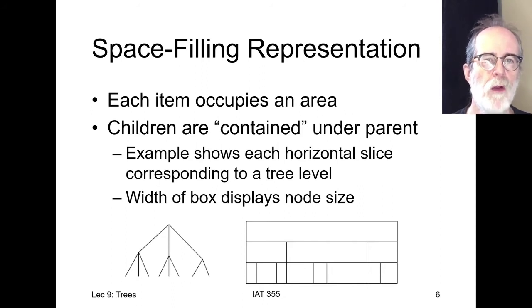In this case, what we're doing on the box-shaped thing on the right is a kind of hybrid structure where the horizontal extent is used to depict size and the vertical dimension is used to depict level in the tree from root down to leaves.